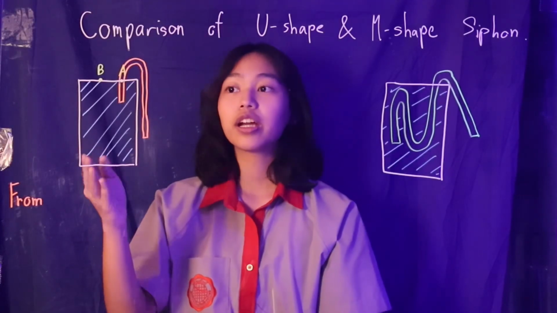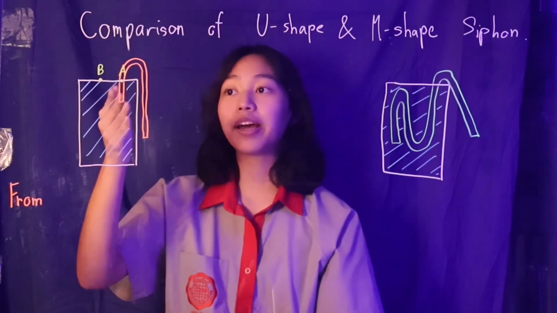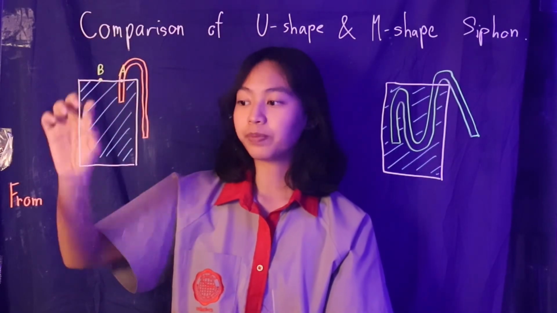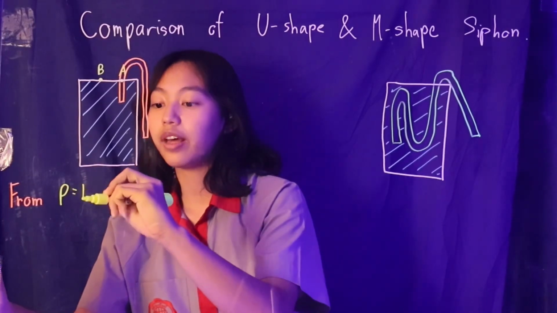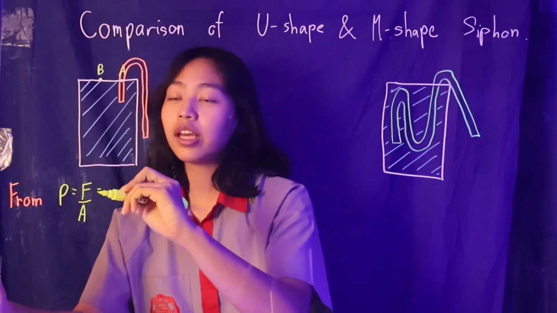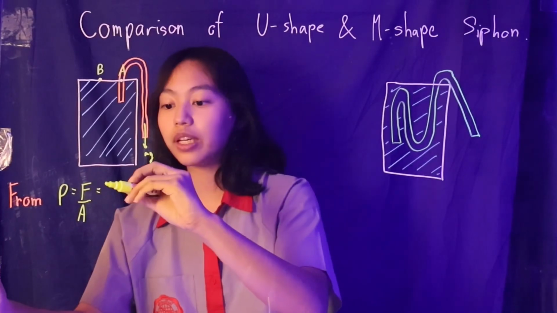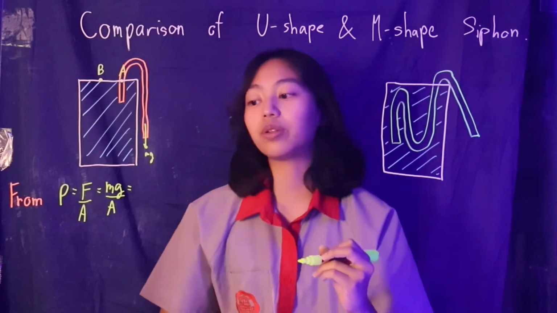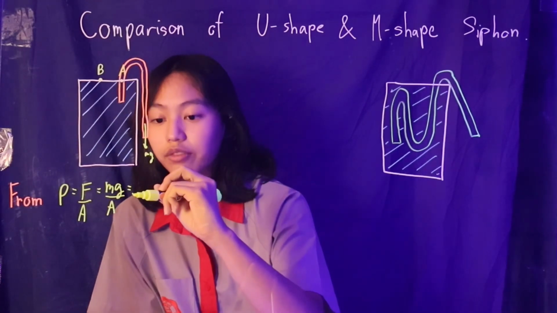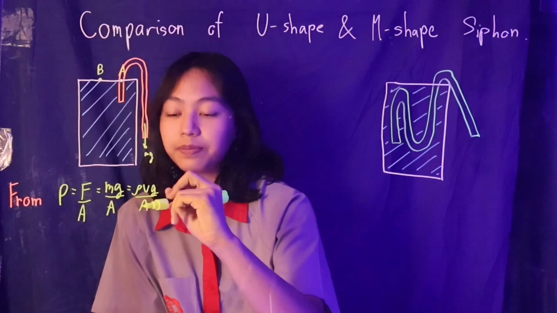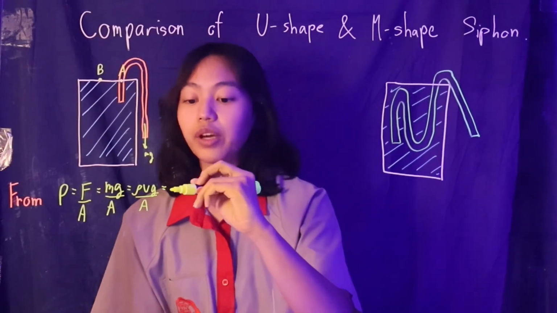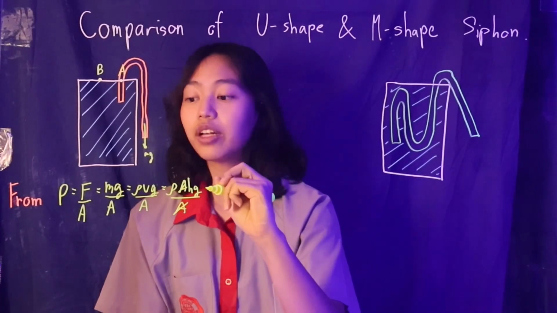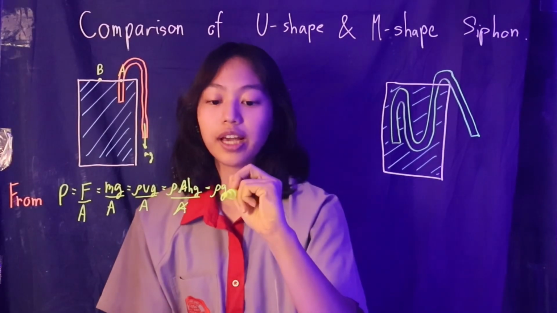I have a bucket of water and a U-shaped siphon, and I set two points, A and B, to represent the pressure inside the tube and the pressure outside the tube. From P equals F over A, where F here is mg, we have mg over A. From the density equation, rho equals m over V, we have rho V g over A, and V is equal to A times h. So we cancel A, and the final equation is P equals rho g h.